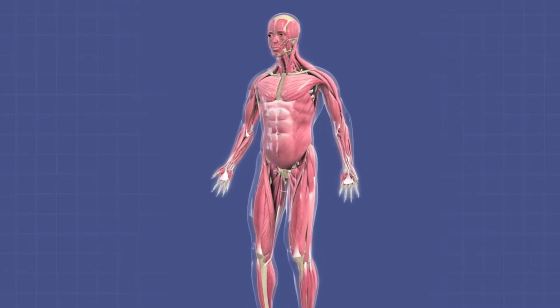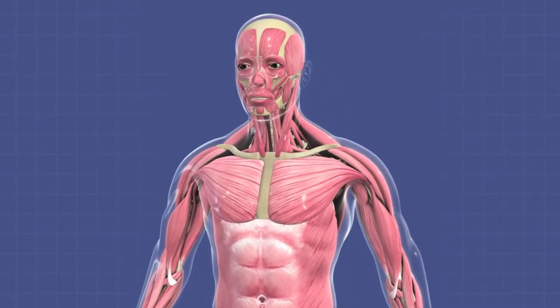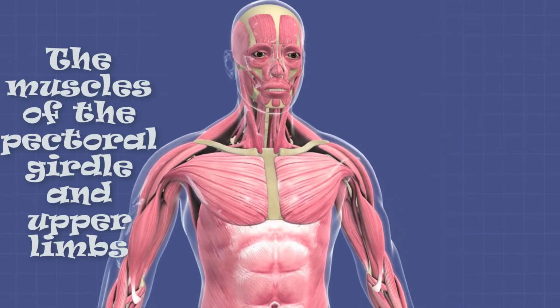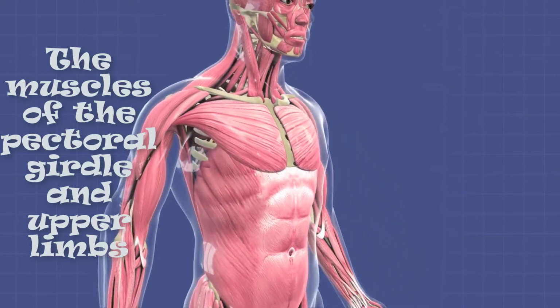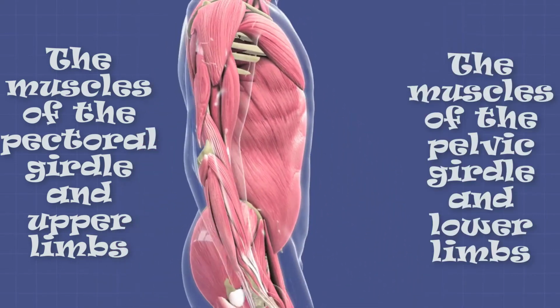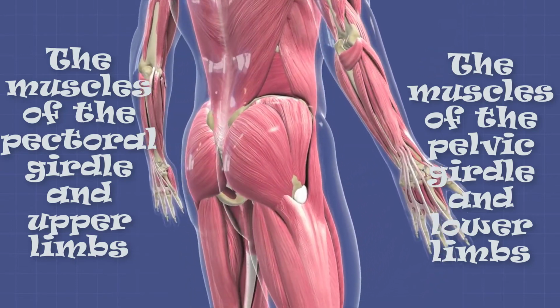Two major groups of appendicular muscles exist. First, the muscles of the pectoral girdle and upper limbs. Second, the muscles of the pelvic girdle and lower limbs.